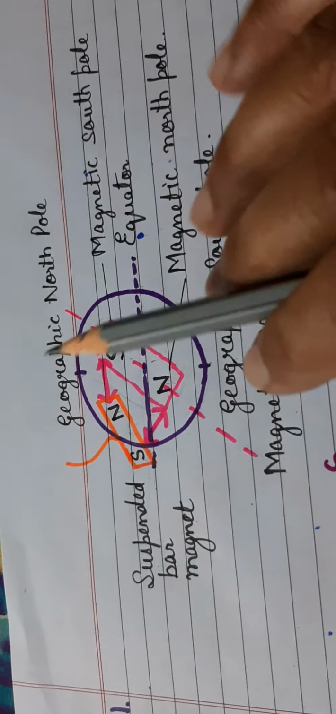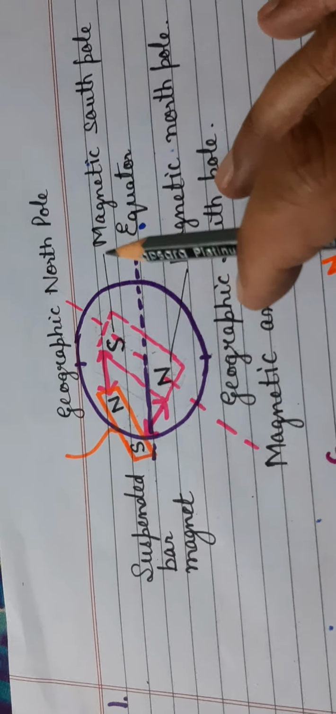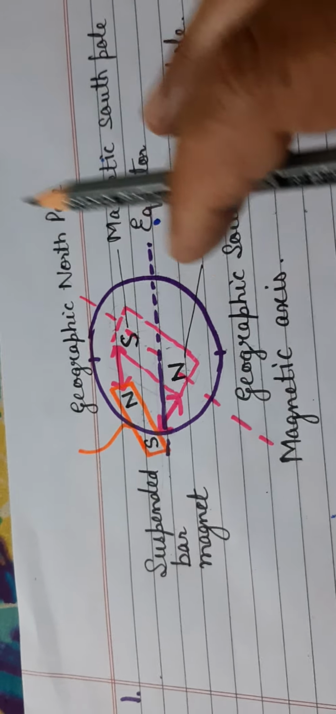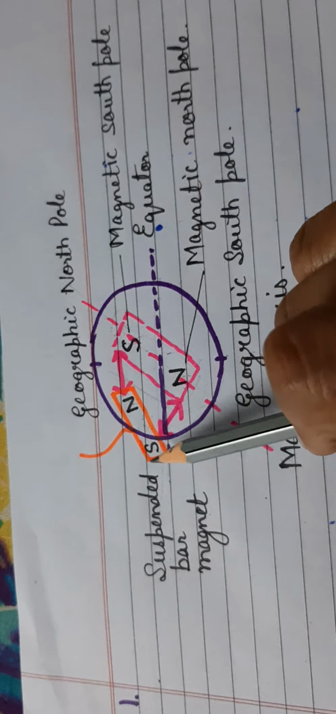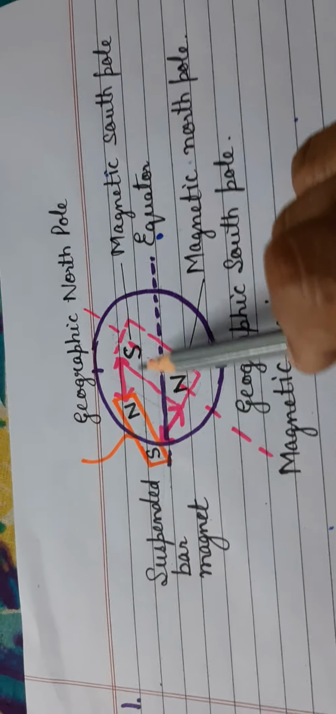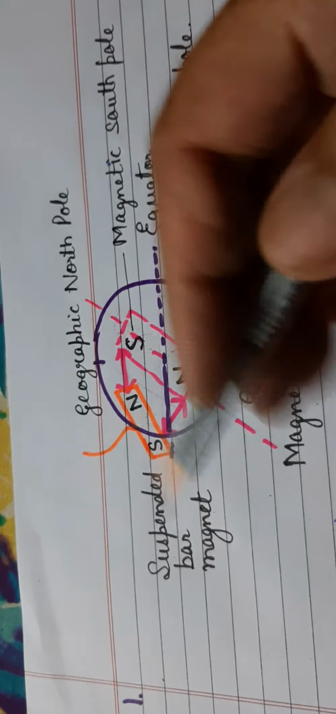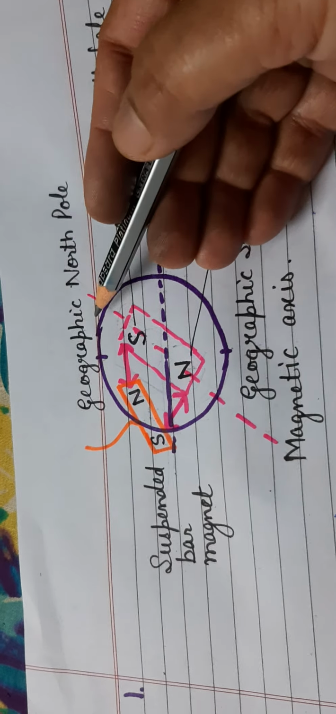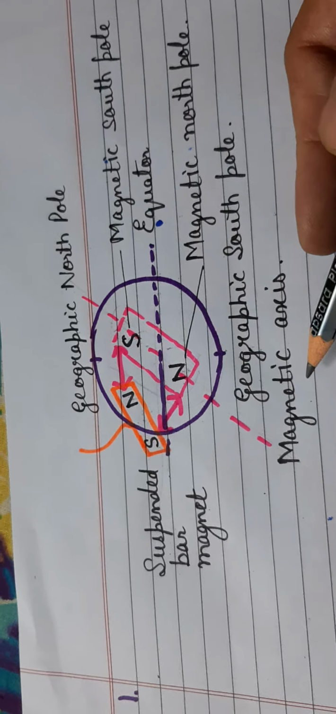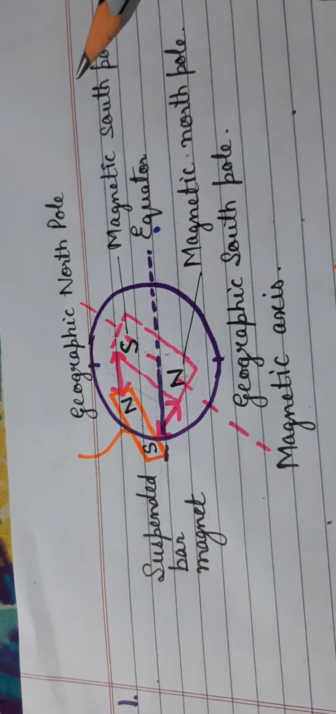So this evidence proves that the earth behaves like a magnet, due to which my suspended magnet comes under the influence of the earth's magnetic north and south, and in doing so the north faces the north and the south faces the south pole, that is the geographic. Okay children, so this is evidence 1.